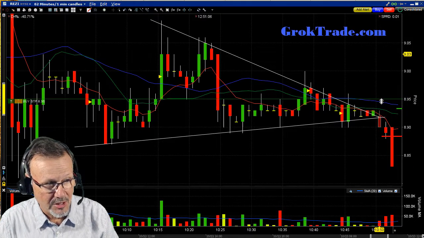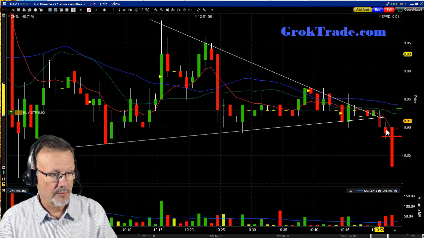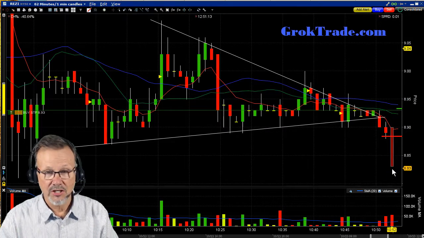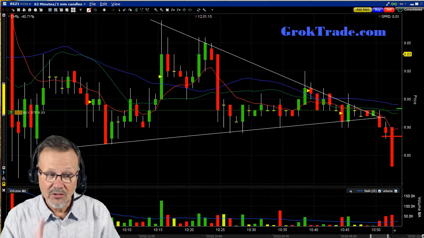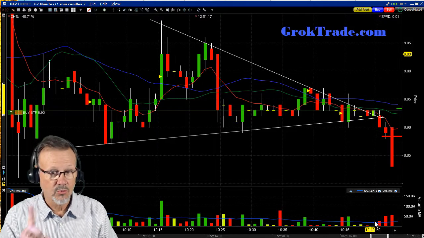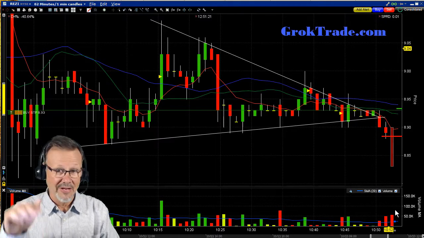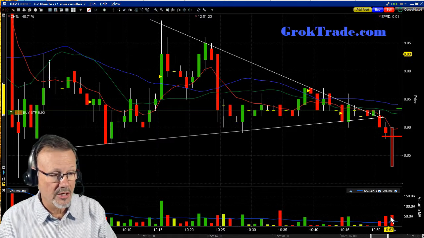So I'm going to bring my stop down here, above this moving average. I'm reducing the amount of risk on it, giving it a chance to run down. Then look at the volume. This is what I was looking for: I'm looking for volume to be increasing as it's going down. That's the reason I got into the short side.